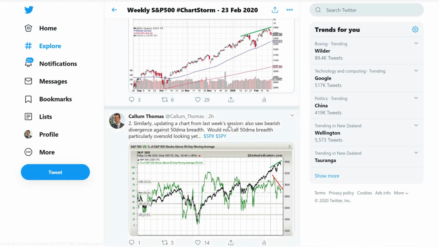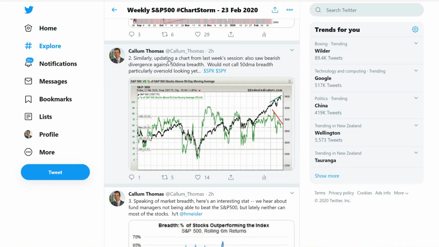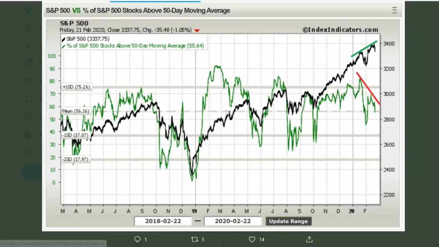Next chart, number 2. Similarly, updating a chart from last week's session, also saw bearish divergence against the 50-day moving average breadth indicator. I would not call the 50-day moving average breadth indicator particularly oversold looking yet. So let's blow it up and unpack that statement.